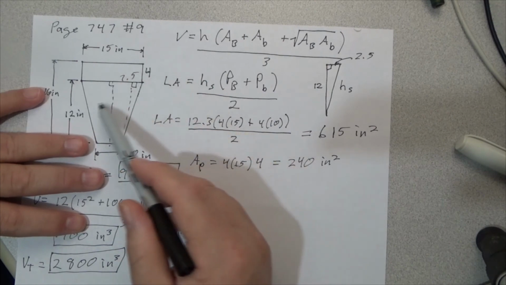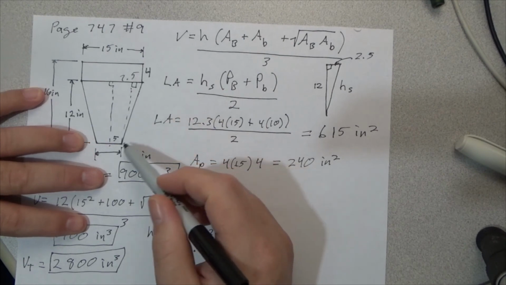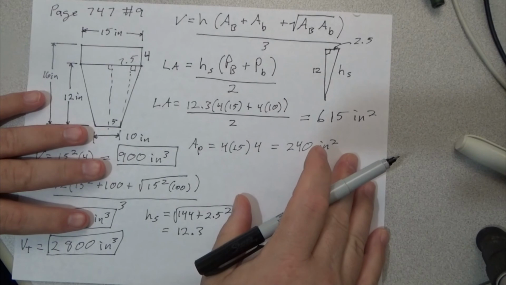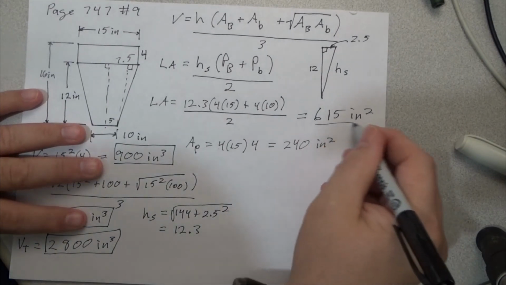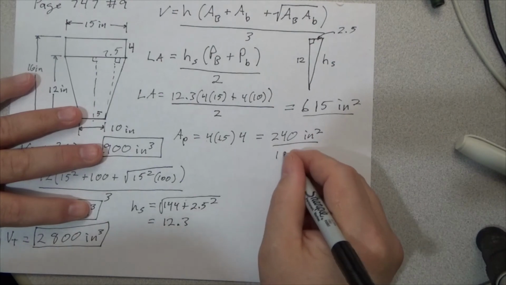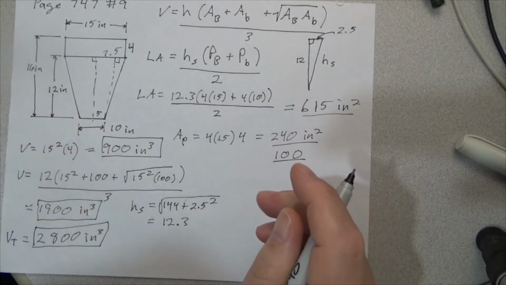So now I have the lateral area of the prism. I have the lateral area of the frustum. Now what I have to know is that the bottom is going to be included in the area as well. So these are important numbers, and that's just 10 times 10, which is 100. So I add all of those up.